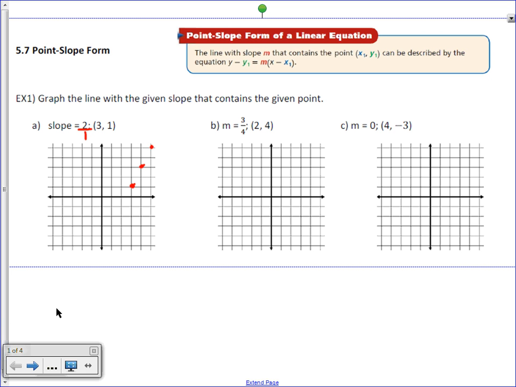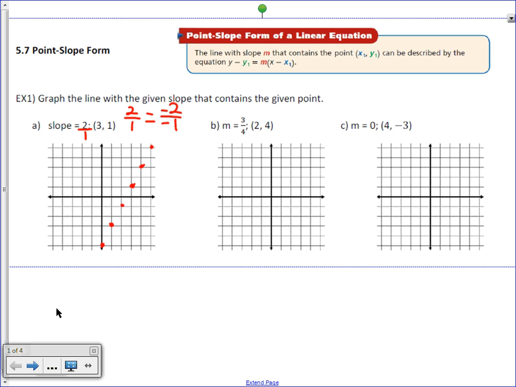And I've got a couple points now. If I wanted to, remember a positive 2 over a positive 1 is the same as a negative 2 over a negative 1. Negative divided by negative is positive. So I'm going to go down to left 1, down to left 1, down to left 1, and I can fill up my entire graph like that.